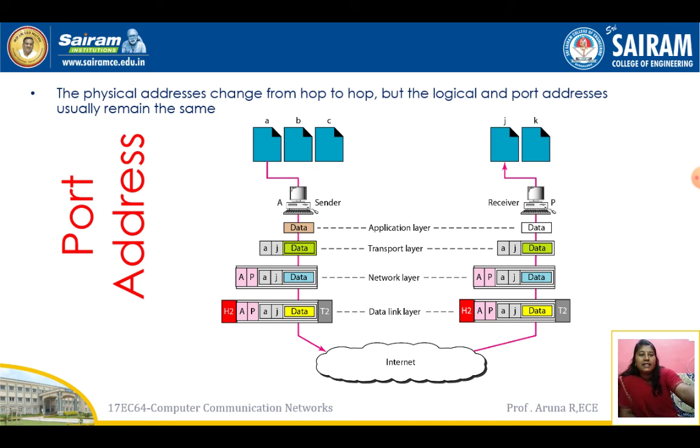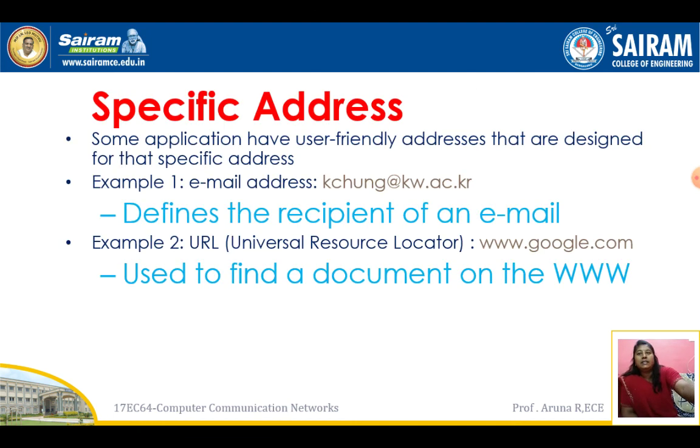Here you can see in the example, A, B, C, small a, small b, small c are the processes used in the sender. It has to send the information to J and K. So a is the port in the sender, j is the port in the receiver. Capital A is the source address, capital P is the destination address, with small a as the port address and small j as the port address at the receiver. So using these addresses through the internet, it is going to transfer the information. The physical address changes from hop to hop, but the logical and port addresses usually remain the same. The last one you are going to see is the specific address.